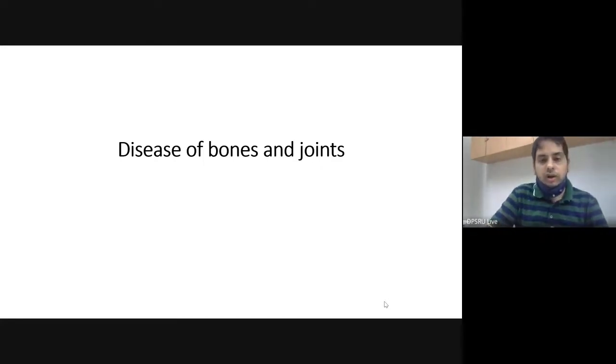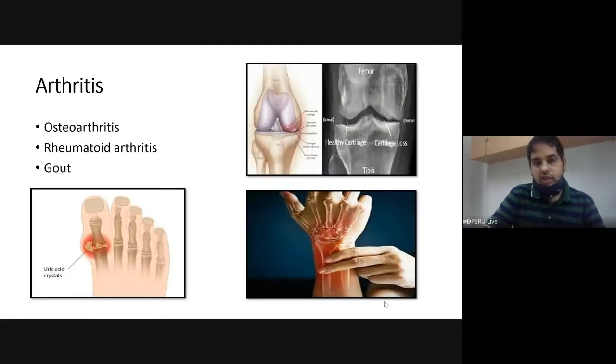So what are the different diseases of bones and joints? You can see on your screen, arthritis is one of the major problems, and arthritis is of many types, and in medical terms, if you see the different types of arthritis, you will find there are more than 200 types of arthritis. What are the major arthritis?